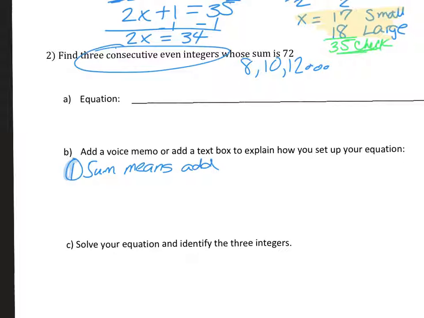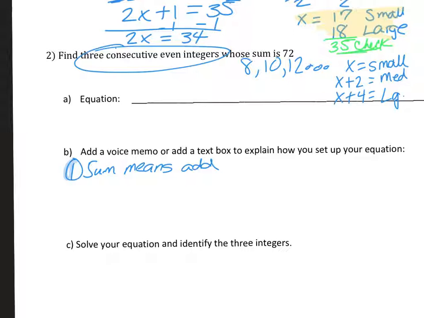So we're looking for 3 numbers. That means x is going to be our small. The next bigger one will be 2 bigger, so x plus 2, I'm going to call this medium. And our third is going to be 2 bigger than that, so x plus 4 is our large. So those are the 3 numbers that we're looking for.